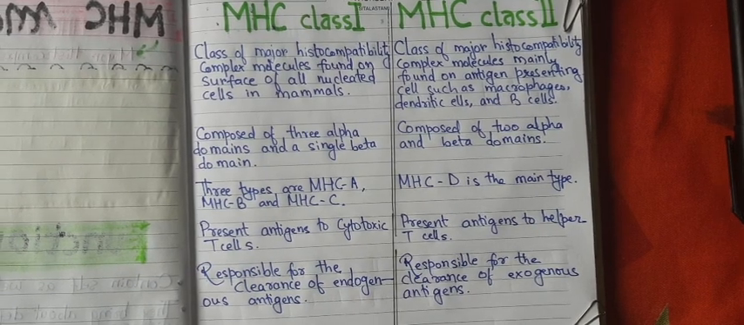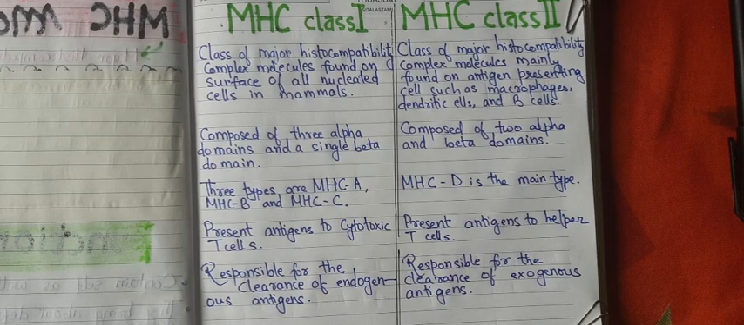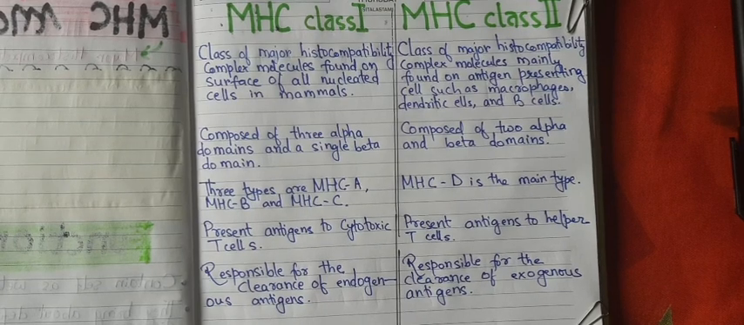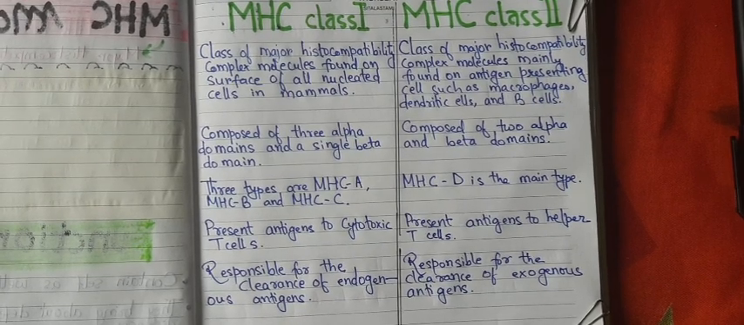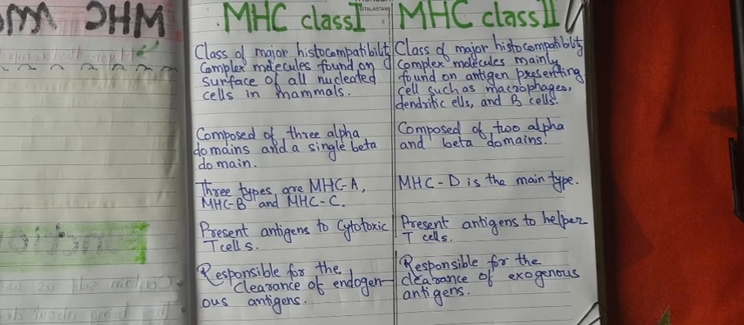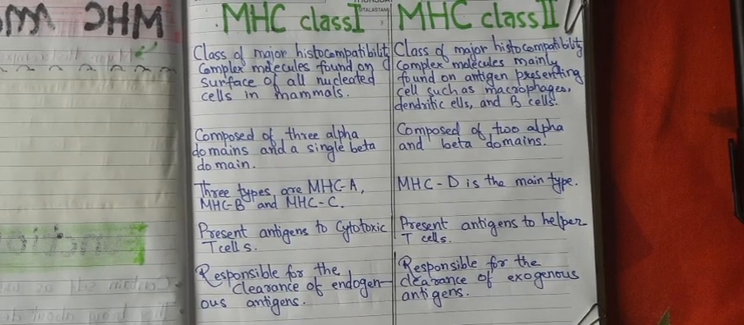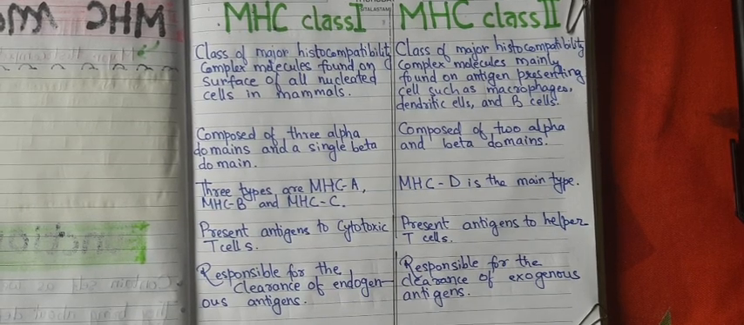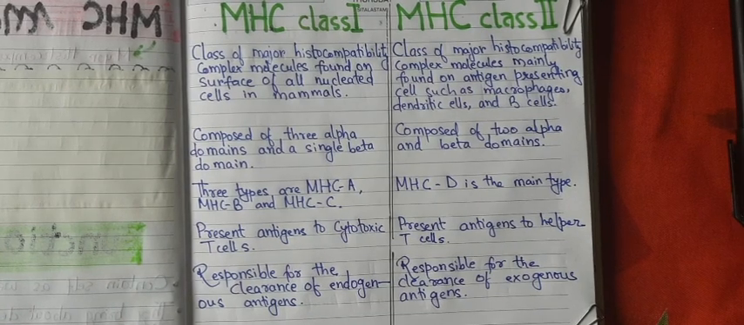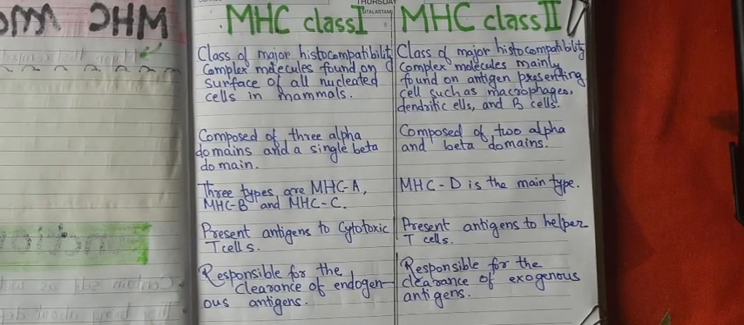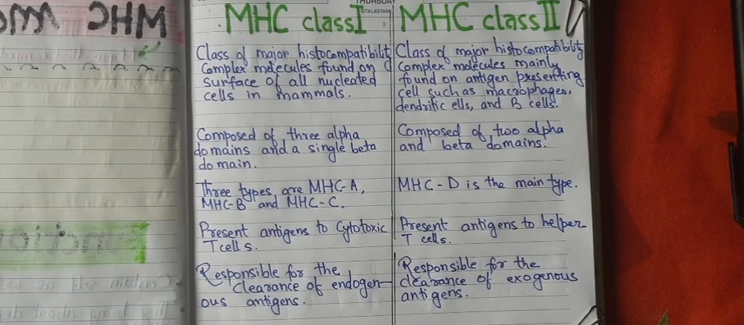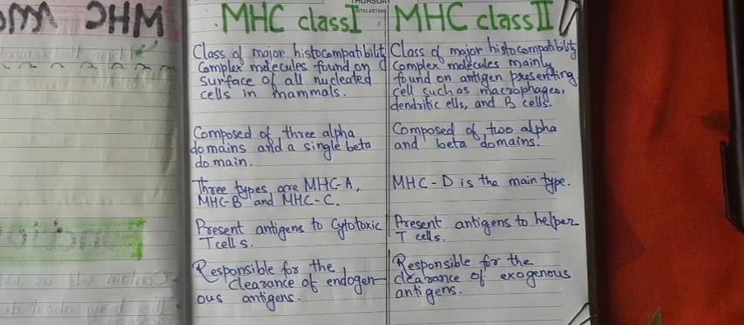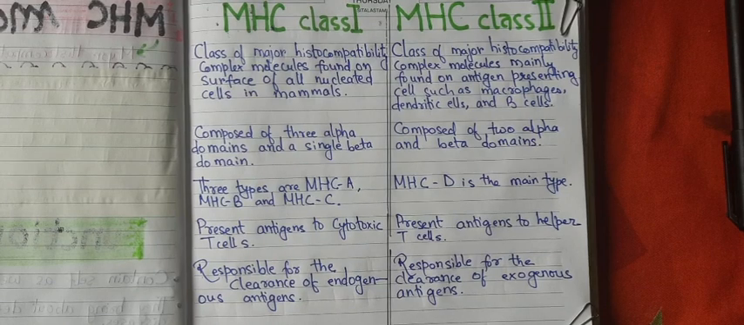Now in MHC class 1, it is the class of major histocompatibility complex molecules. Now I'm using this word, histocompatibility. It is compatibility between the tissues of different individuals, so that one accepts a graft from the other without giving an immune reaction. It actually means this. So what I was saying is that MHC class 1 is the class of major histocompatibility complex molecules found on the surface of nucleated cells in mammals. Whereas MHC class 2 is the class of major histocompatibility complex molecules mainly found on antigen presenting cells such as macrophages, dendritic cells and B cells.